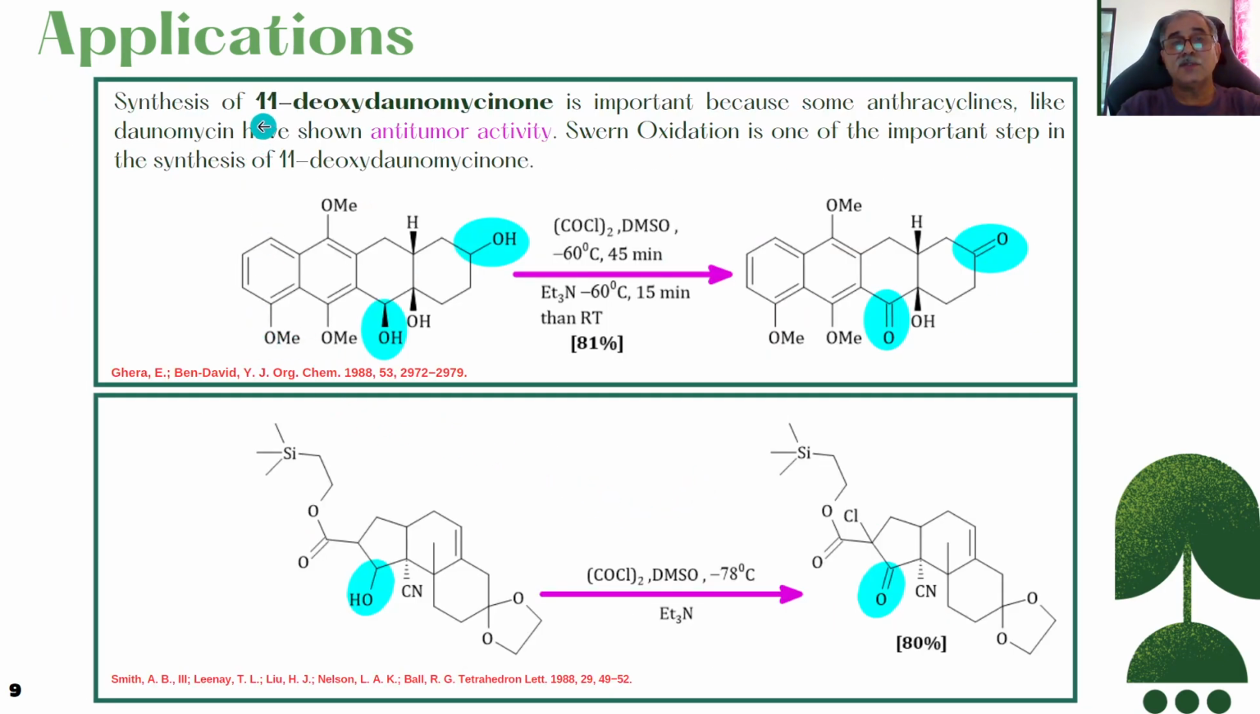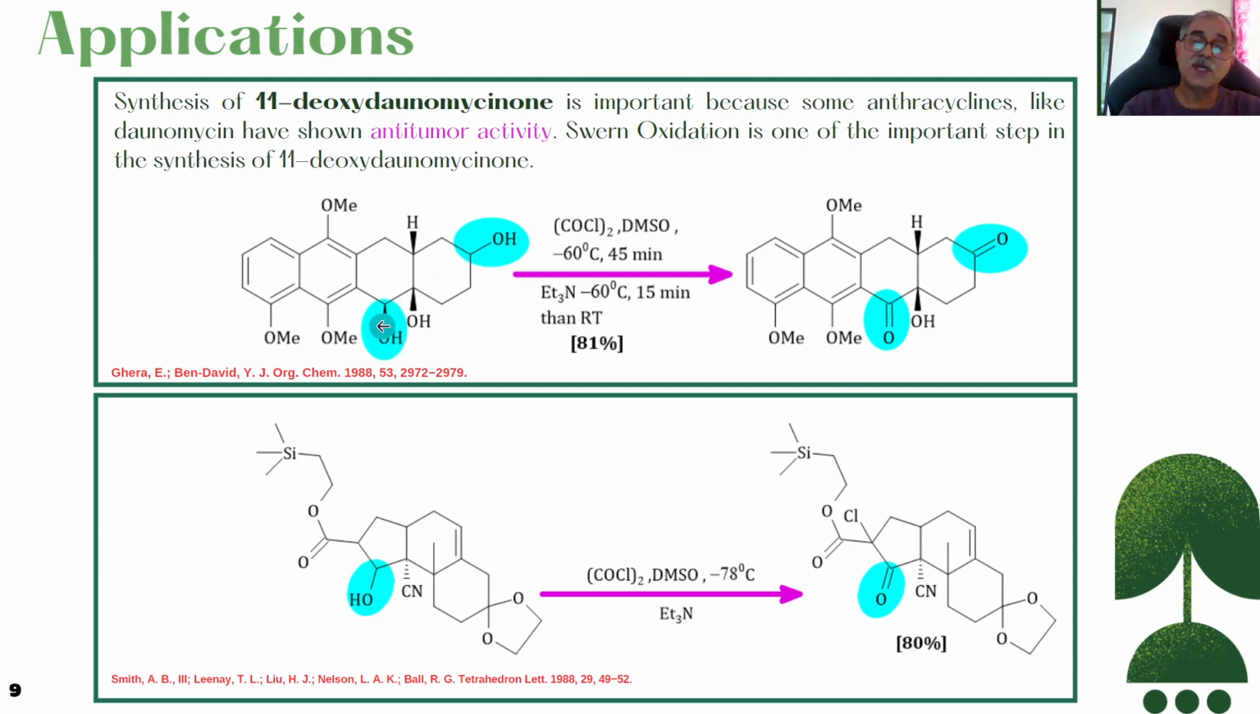Then the synthesis of 11-deoxydaunomycinone, which are these types of anthracyclines. They are biologically very active, and some compounds of these types possess anti-tumor activity. So that is why, because of the biological activity, the synthesis of these types of compounds is important. And during the synthesis of these types of daunomycin derivatives, Swern oxidation is one of the important steps in the synthesis of such types of compounds.